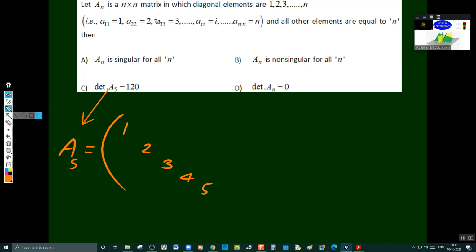He's saying A_n is an n by n matrix in which diagonal elements are 1, 2, 3, and so on up to n, and all other elements are equal to n. You should not forget that. All other elements are equal to n.